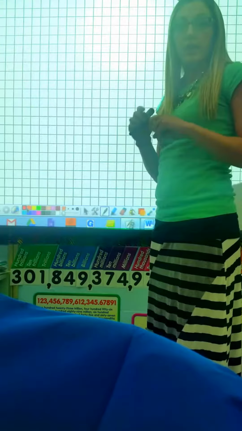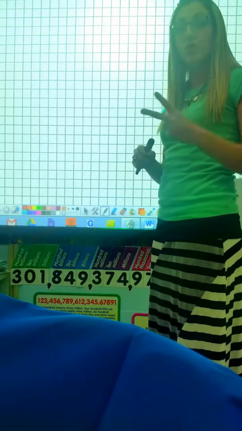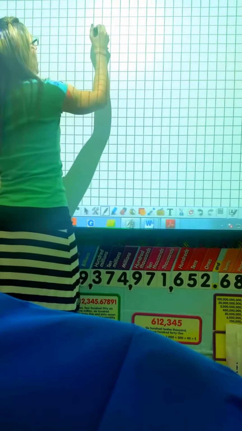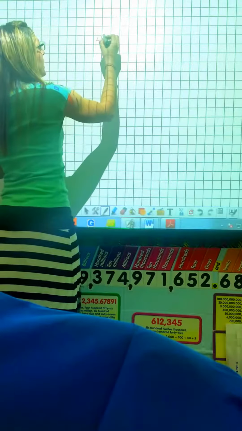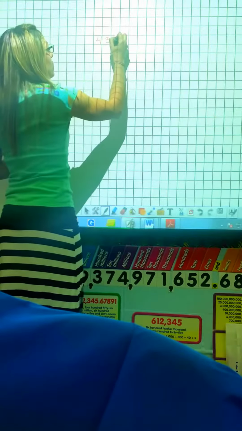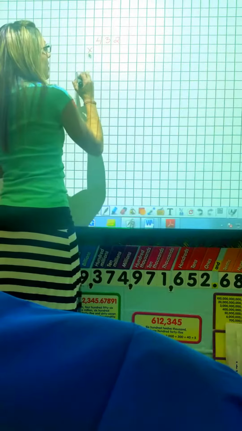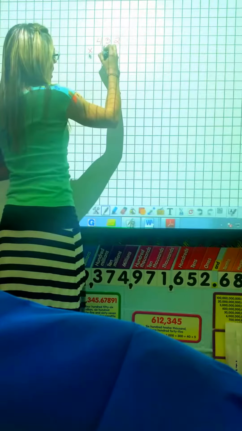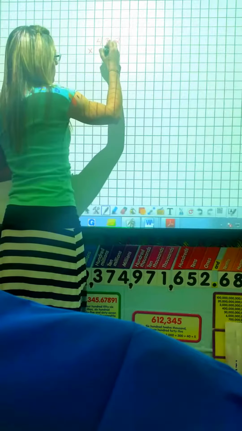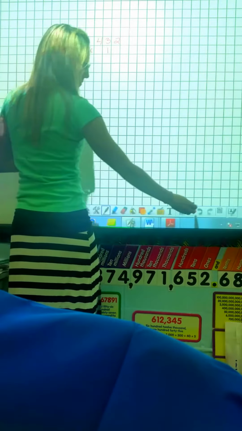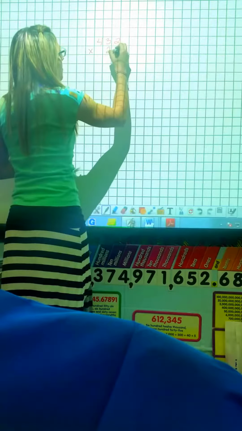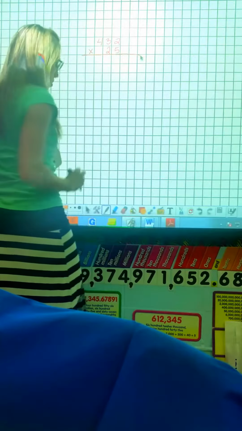So, yesterday we started multiplying by a 2-digit number. So I'm just going to make one up here to try. We're going to do 432, and I'm going to multiply that by a 2-digit number. So I can pick 25. Okay.